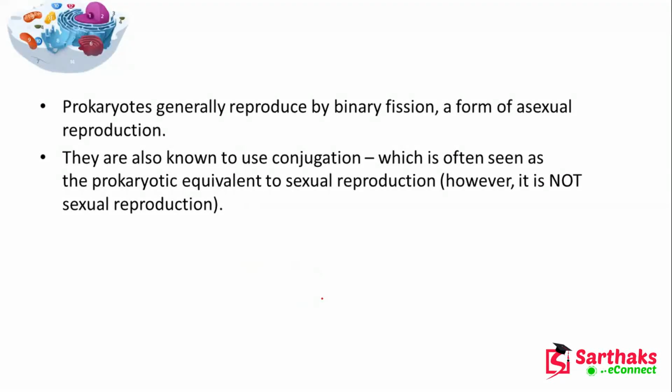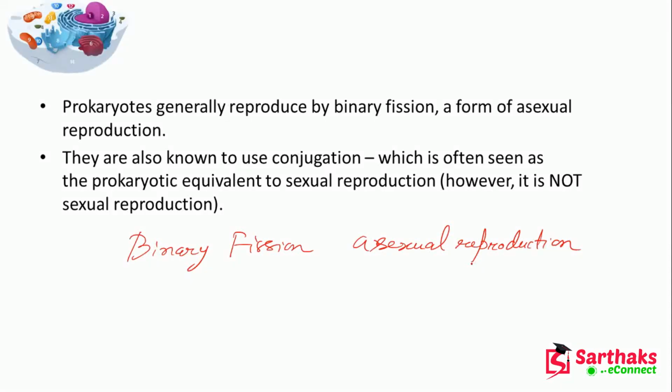Prokaryotes generally reproduce by binary fission, a form of asexual reproduction. We have studied earlier that this is asexual reproduction. They are also known to use conjugation, which is often seen as the prokaryotic equivalent to sexual reproduction. However, it is not sexual reproduction. So the reproduction is done by binary fission, which is the asexual reproduction method.